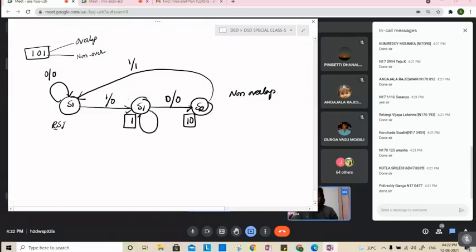Right. 1 by 0. After S2, S2 is a state which has detected 1 0. After S2, if the input is equal to 0, what will happen?